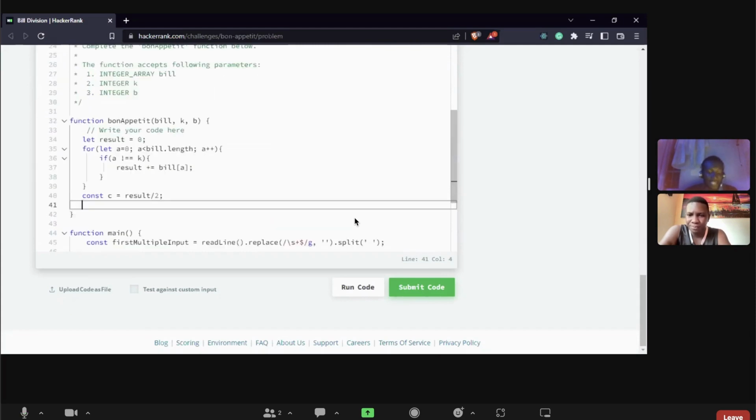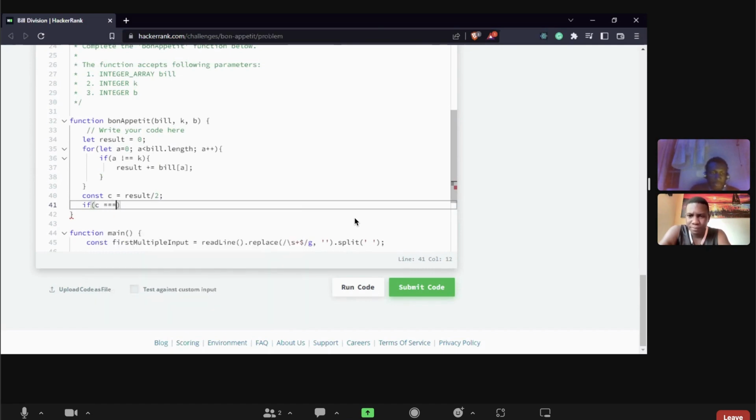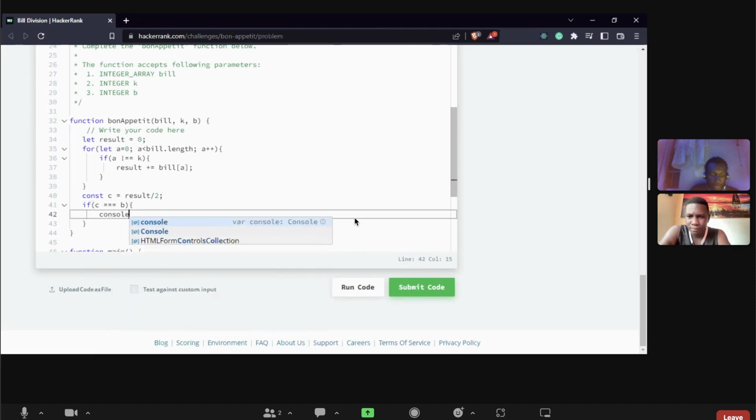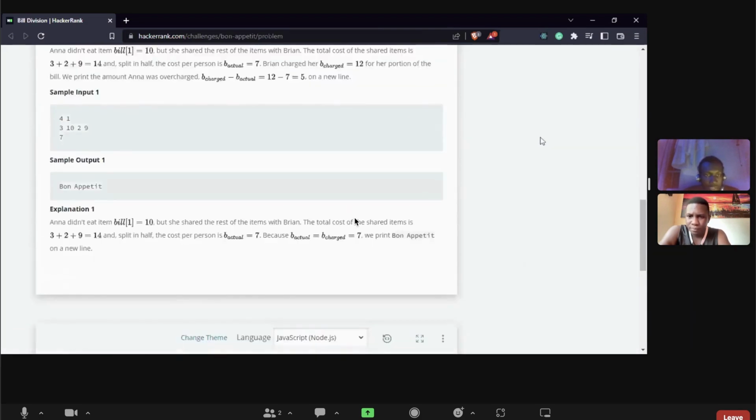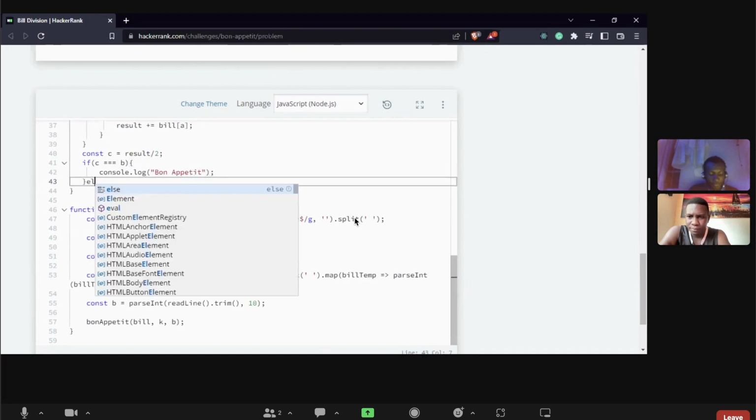Yeah. So at this point, you're saying if C equals B, then we just console.log Bon Appetit. I'll just copy that. Yeah. So if they match, and then else.